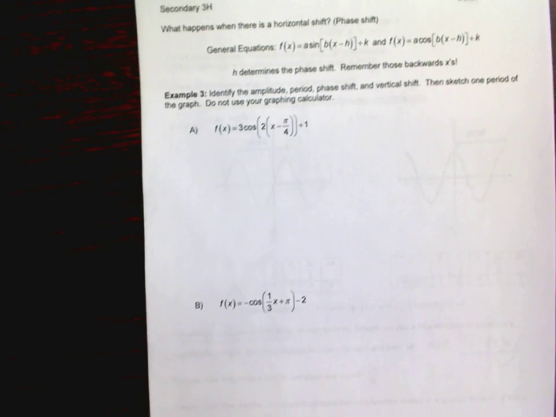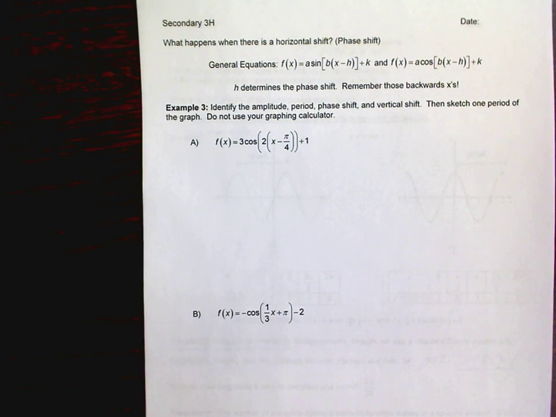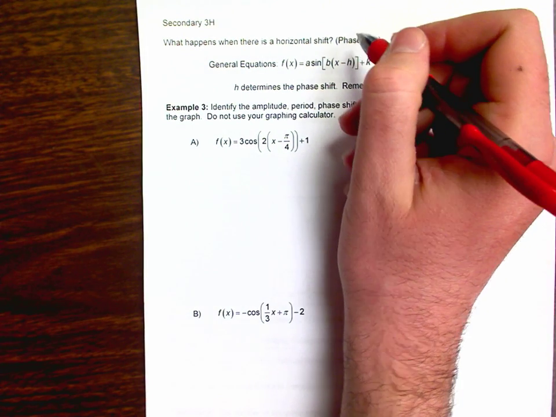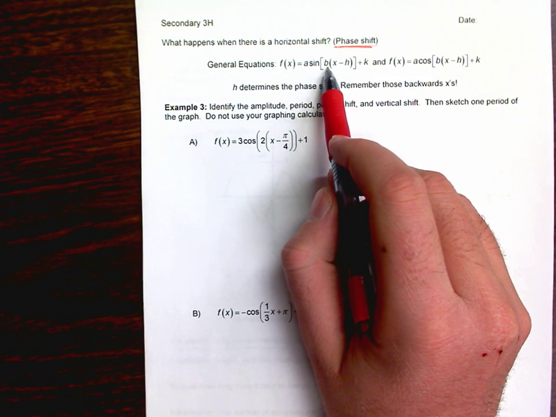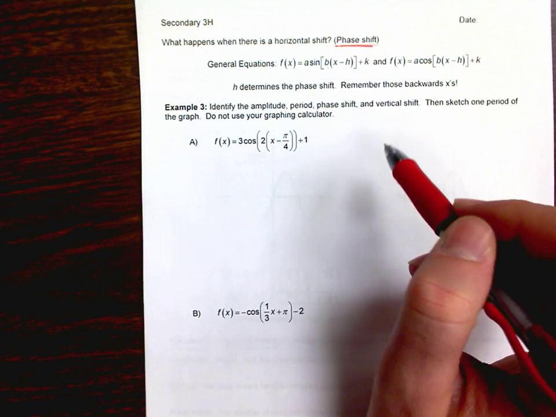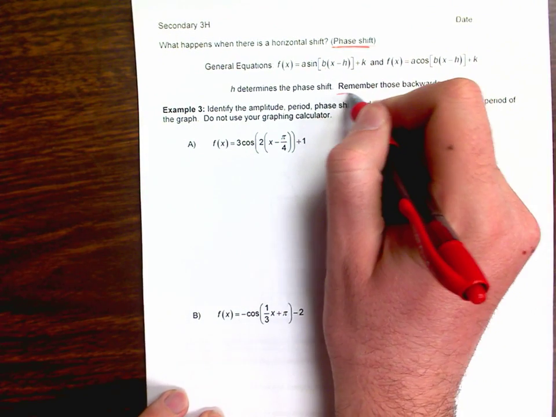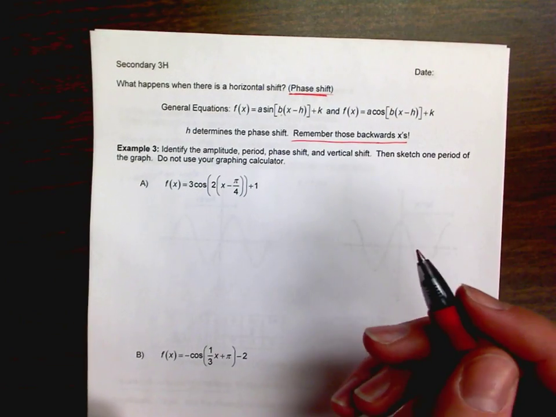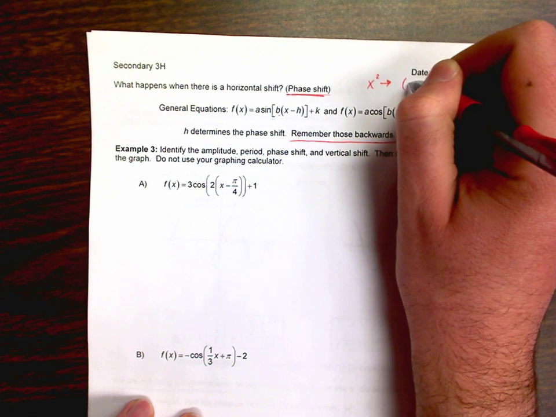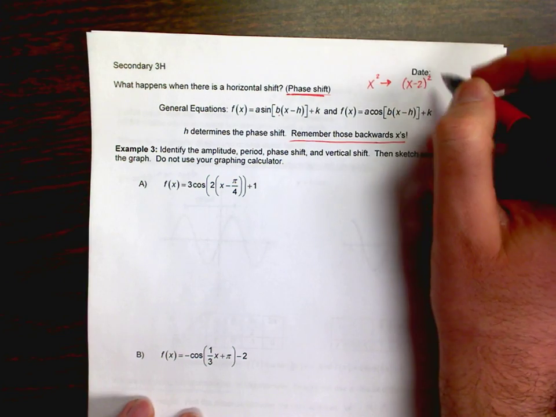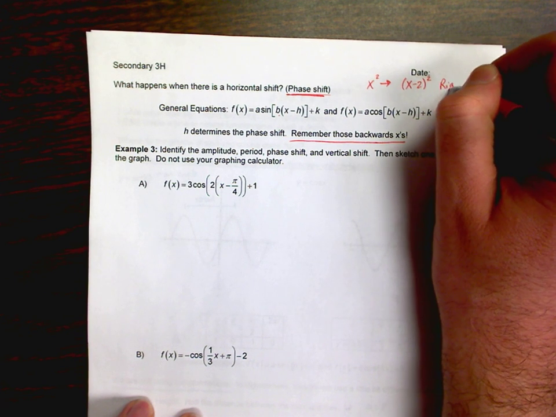So let's talk about a horizontal shift. We call these phase shifts, which is really cool because it sounds all sci-fi. The general equation is that we still have the b value and then x minus whatever. Please remember the backwards x's, just like when we went from x squared to x minus 2 squared, and the transformation was to go right 2. Same idea here.